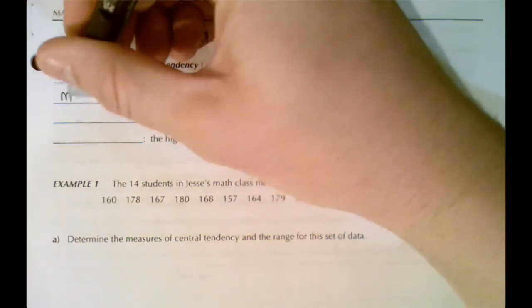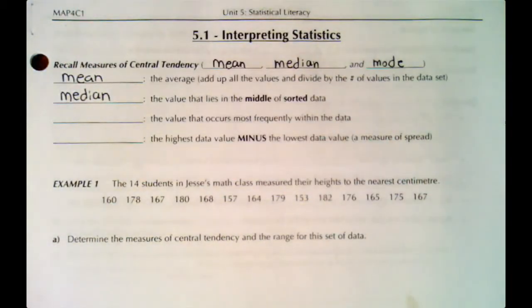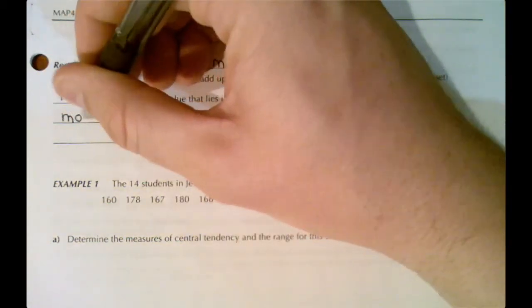Median. Median's the middle number when you sort the data from lowest to highest. So it's the person or people that are in the middle of the pack. And the mode is just the one that occurs most often.